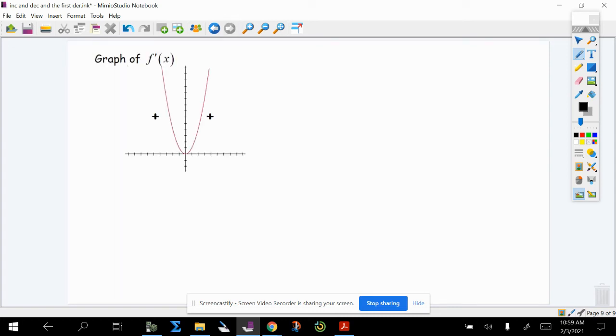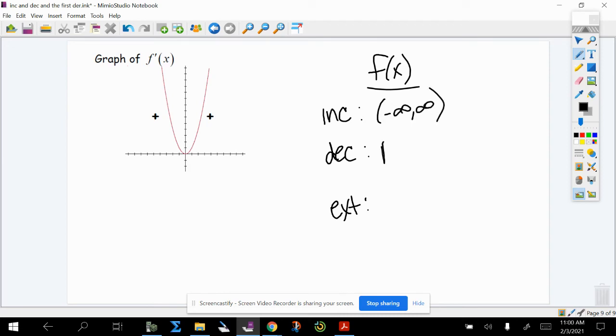Let me show you one more. This one's a really simple one, just to show you some of the different difficulties here. So what you'll notice about this one is this graph is always above the x-axis. So that tells me that it's always positive. We would call this strictly monotonic because it's always positive derivative. So that means it is always increasing, which means it is never decreasing, which means it has no extrema.